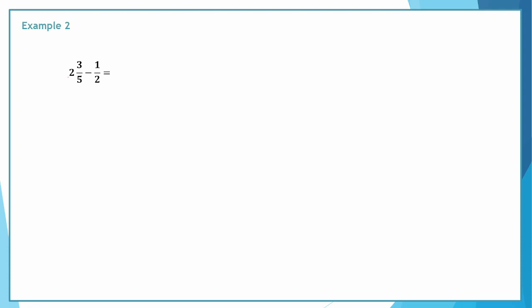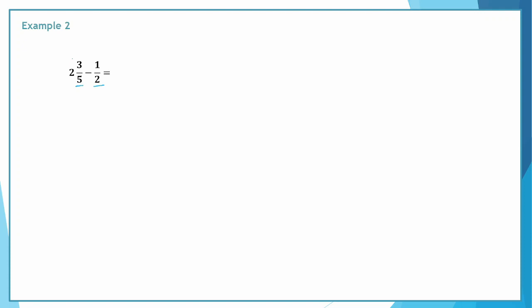So here we have example 2, so we're going to be looking at subtraction of fractions here. So we're going to do 2 and 3 over 5 minus 1 over 2. So subtraction of fractions is pretty simple, but it's only simple once we can get the denominator of both of these numbers to be the same. So again, you can look at a common denominator method.